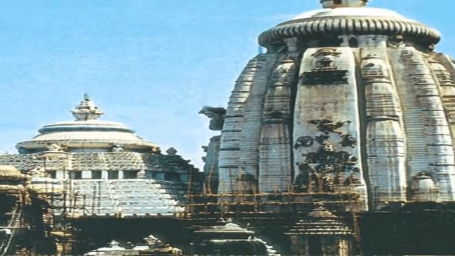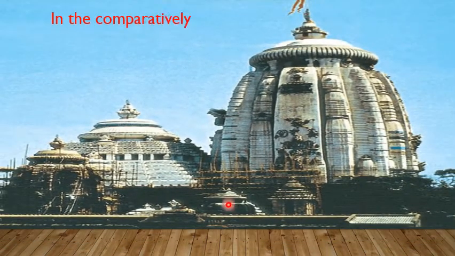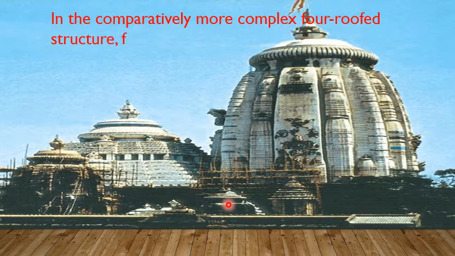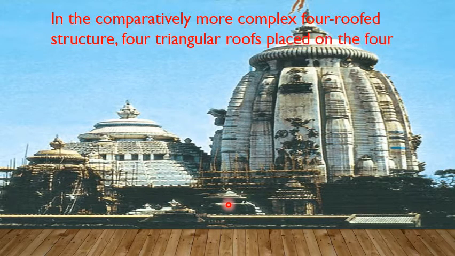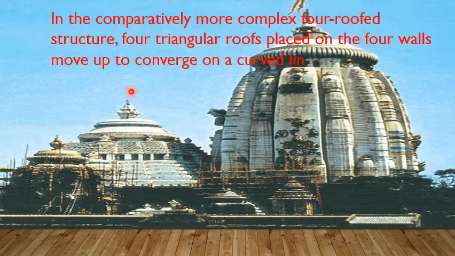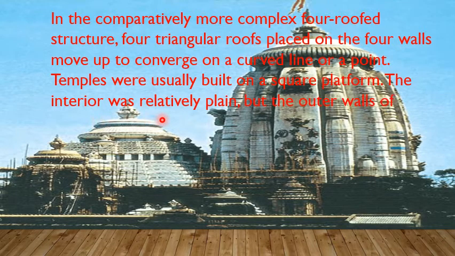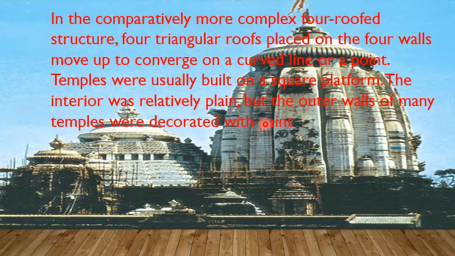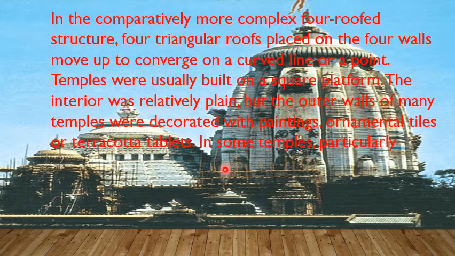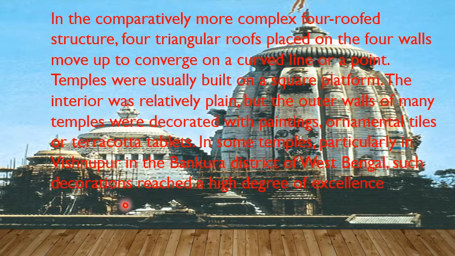These are the beautiful architectural techniques adopted in Bengal, in the comparatively more complex four-roofed structure. Four triangular roofs placed on the four walls move up and converge on a curved line or a point. Temples were usually built on a square platform. The interior was relatively plain, but the outer walls of many temples were decorated with paintings, ornamental tiles, or terracotta tablets. In some temples, particularly in Vishnupur, in the Bankura district of West Bengal, such decorations reached a high degree of excellence.